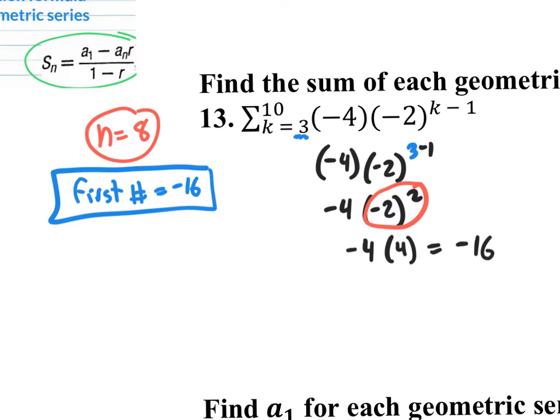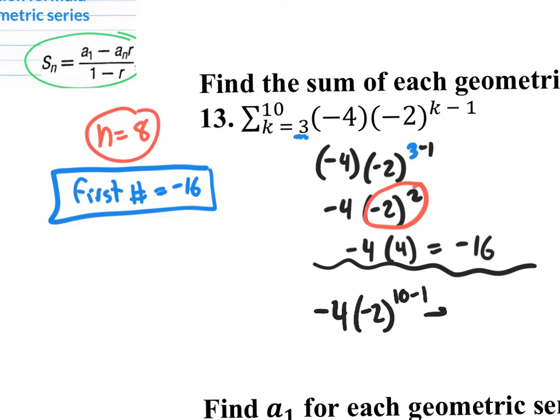And if I plug in a 10, that's going to be, let me put a line here. That's going to be negative 4 times negative 2 to the 10 minus 1 power, which will be negative 4 times negative 2 to the 9th power. So the question is, what is negative 2 to the 9th power?